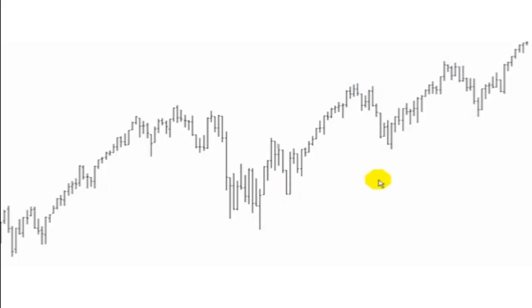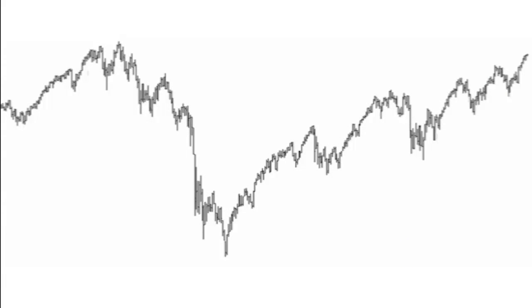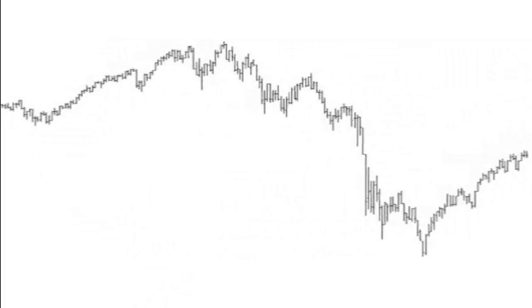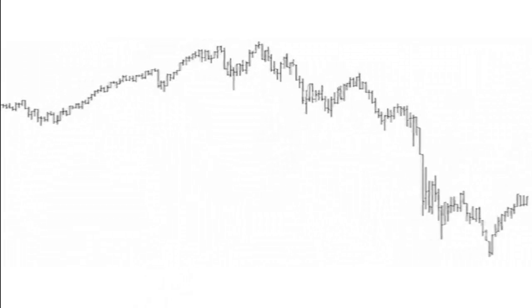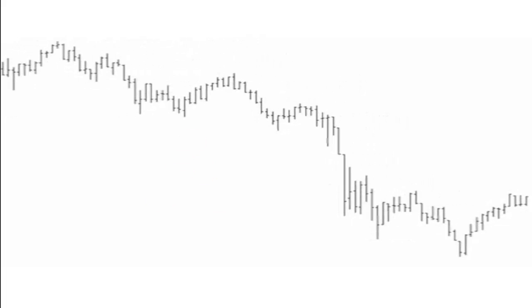Let's just zoom this up a bit more, okay? And let's just open this up a bit more. As we can see, it happens on a big downtrend as well. Let me just open this up so you can get a good clear picture of this. And as you can see, on a downtrend, we have a peak.